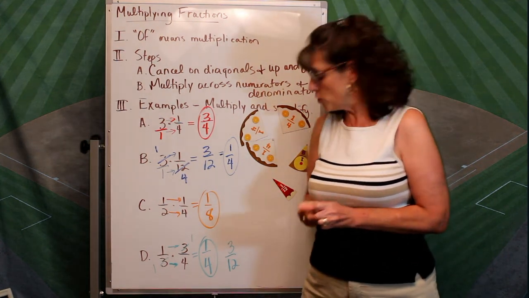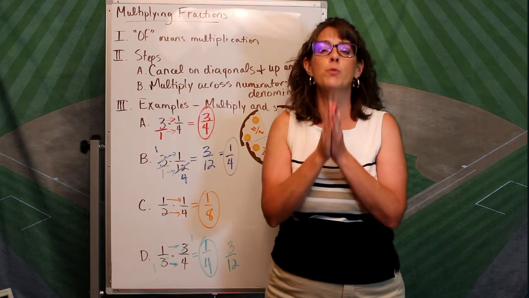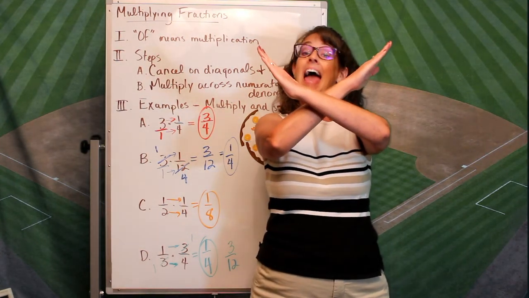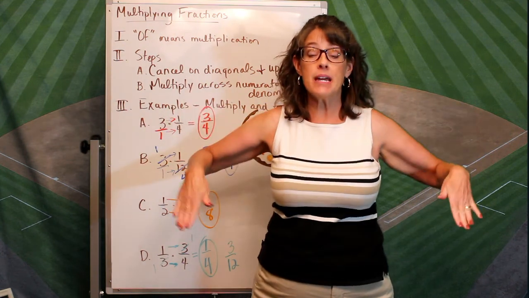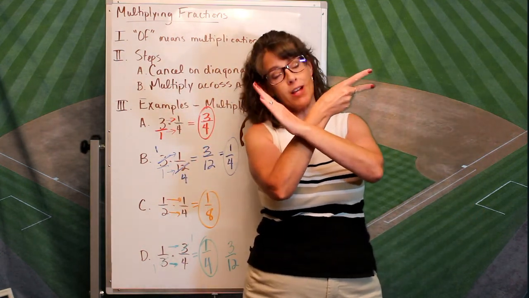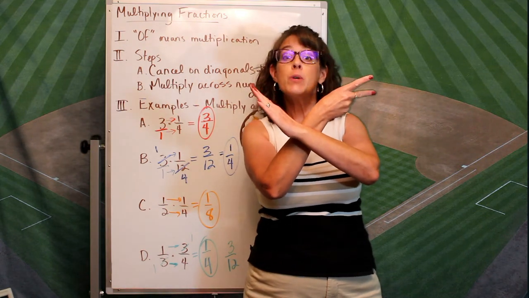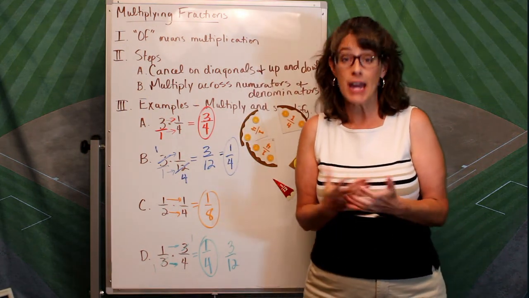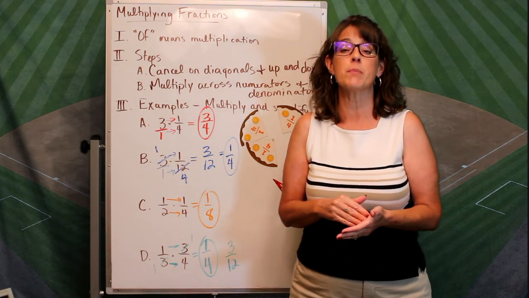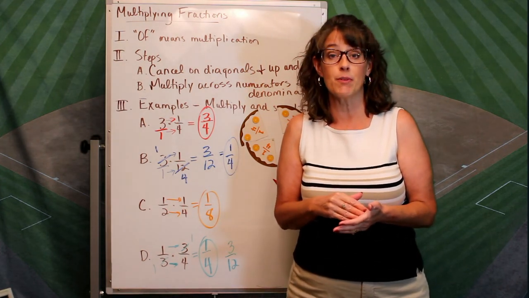And the reason you do that is because I can 100% guarantee to you that if you will cancel on the diagonals and cancel up and down, then I promise you that when you multiply straight across, or as I like to say, shoot straight across, then what's going to happen is your fraction, your answer will be simplified. 100% guaranteed it will be simplified. You won't have to think about simplifying it.